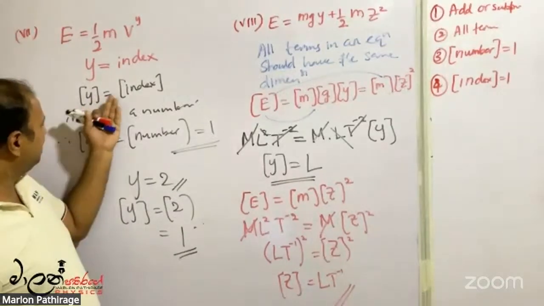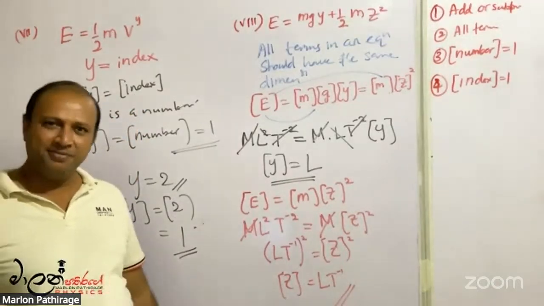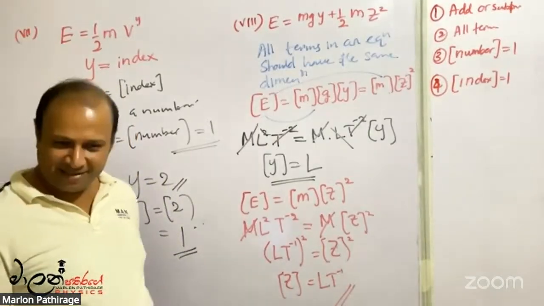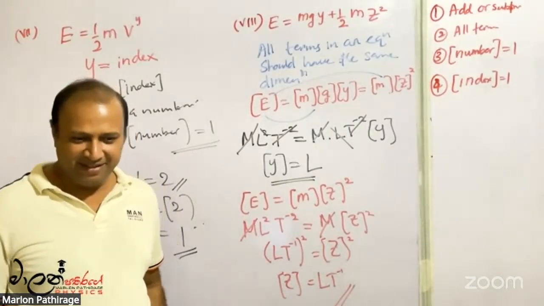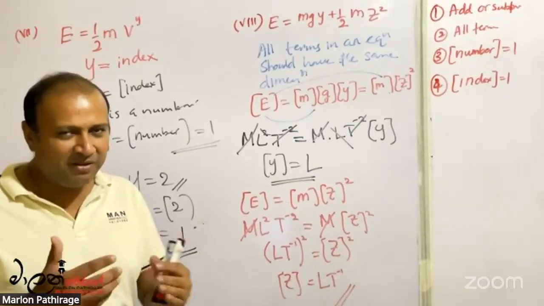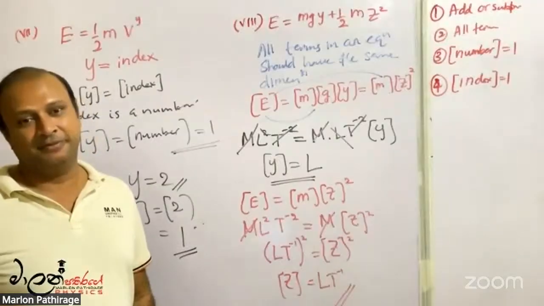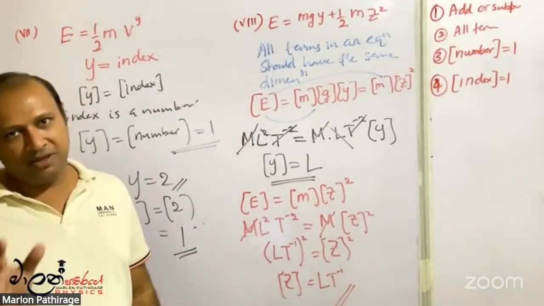Y is a number. Therefore, dimension is equal to 1. Is that clear? There is a difference between value and dimension. Value is one thing, dimension is another thing.